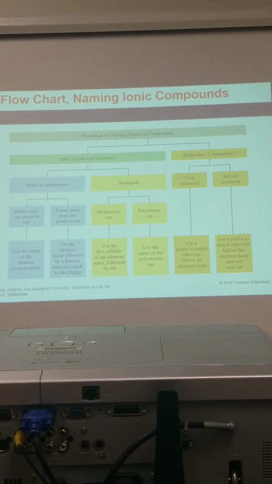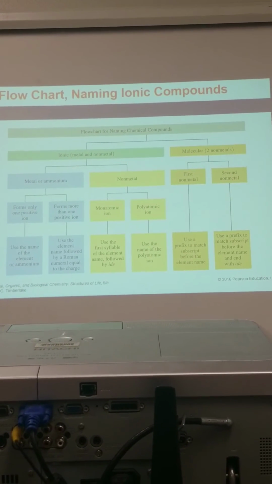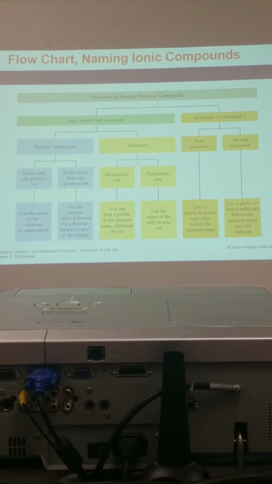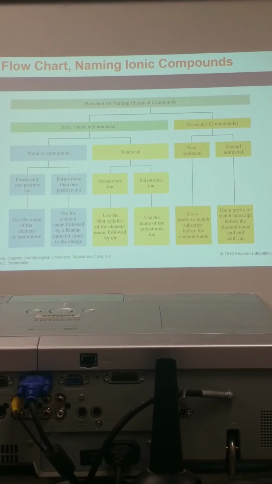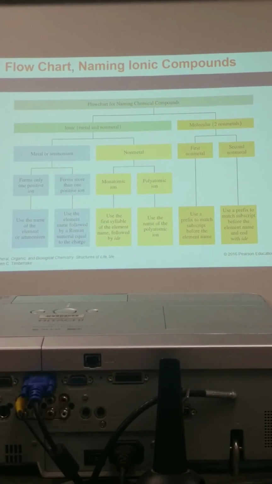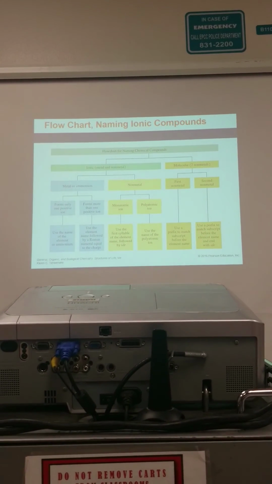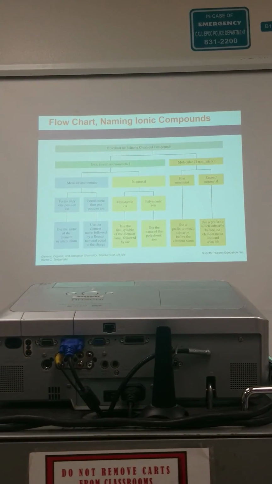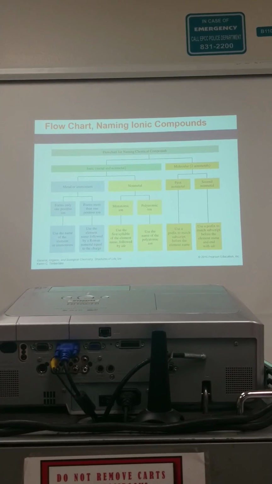And then check to see if you need the Roman numeral. If it's in groups 1, 2, or 3, zinc, cadmium, or silver, you don't need the Roman numeral. If it's not in those, then you have to calculate the Roman numeral. You cannot look it up. It has to be calculated from the formula that you're given.